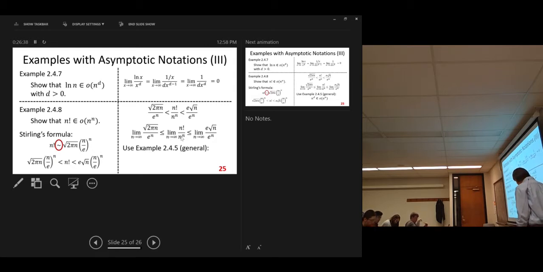The general case, that means we can extend that d to any positive number, not necessarily an integer. Because in this question our d is an integer, we generalize it a little bit. So we can apply it, and the result is 0.